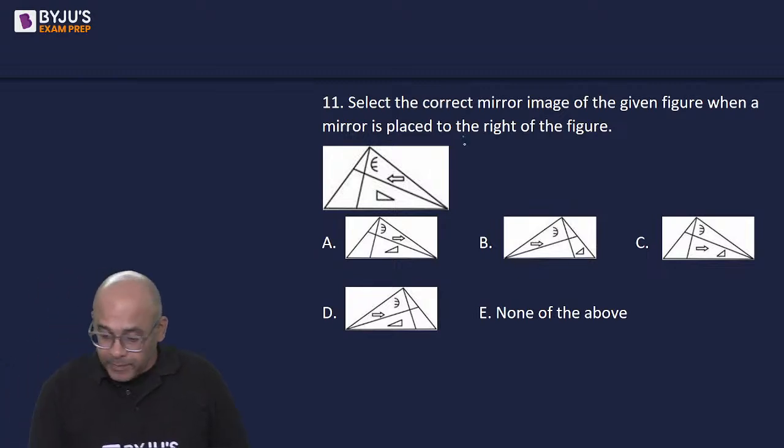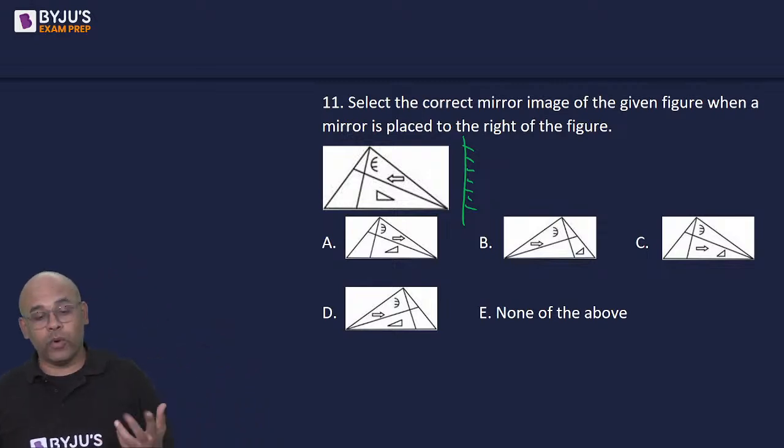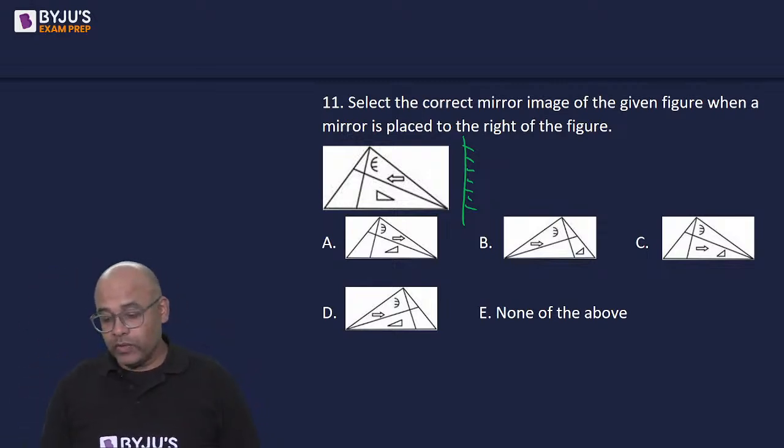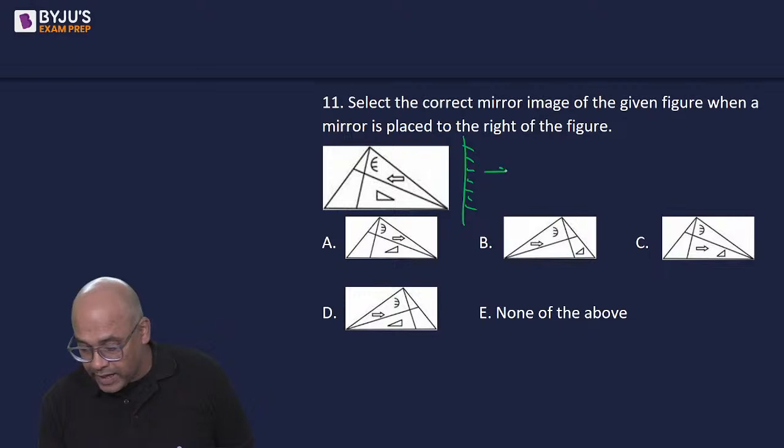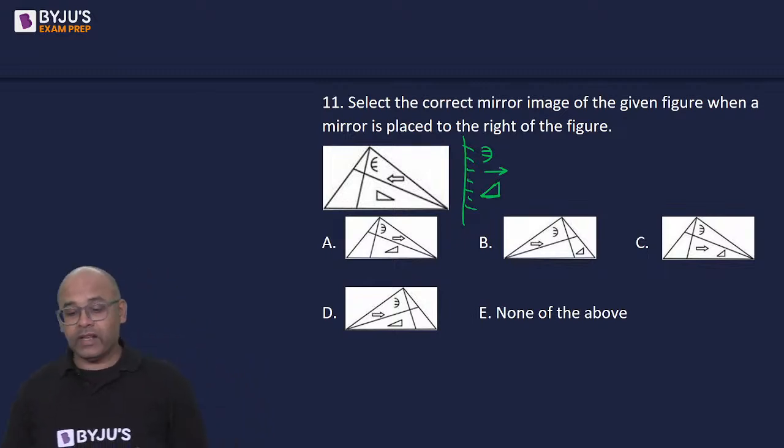So the mirror is placed here. This is the mirror. So if you place a mirror here, what will you get? So you will get an image which will be like this, arrow mark, and it's supposed to be this way, and it's supposed to be this. So let's see where are these present. So you have it in option A.